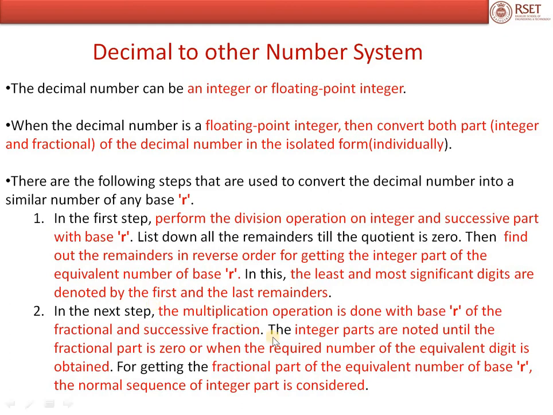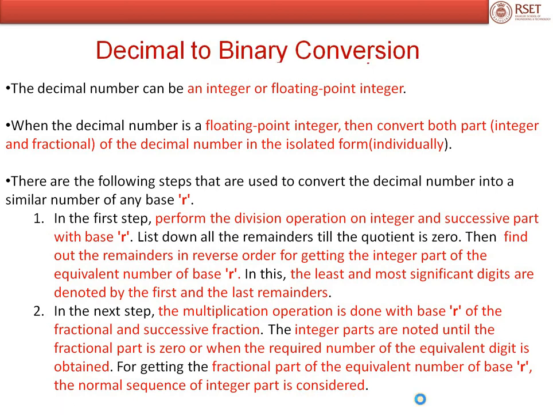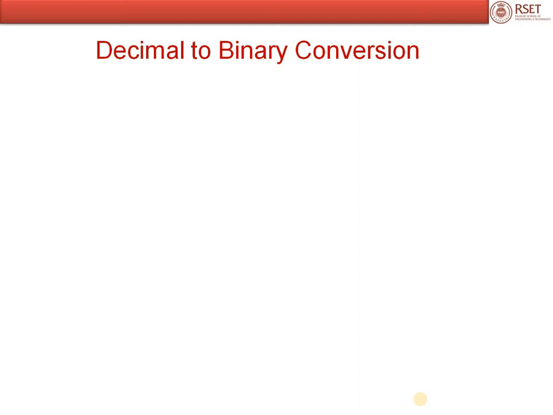Second step is the multiplication operation, which is done with base r on the fractional part and successive fractions. The integer parts are noted until the fractional part is 0 or when the required number of equivalent digits is obtained. For getting the fractional part of the equivalent number of base r, the normal sequence of integer parts is considered. Let's see with an example. So we start with a decimal to binary conversion.